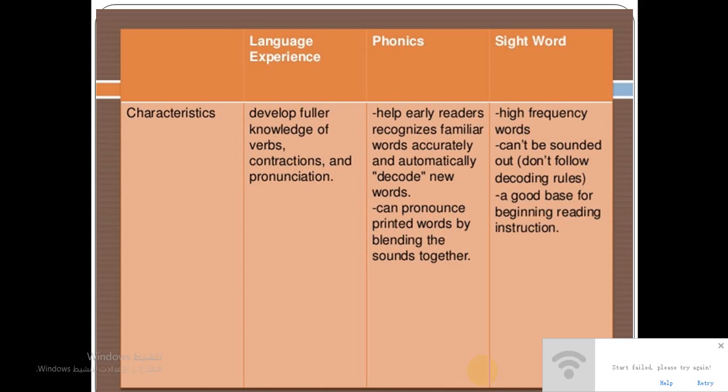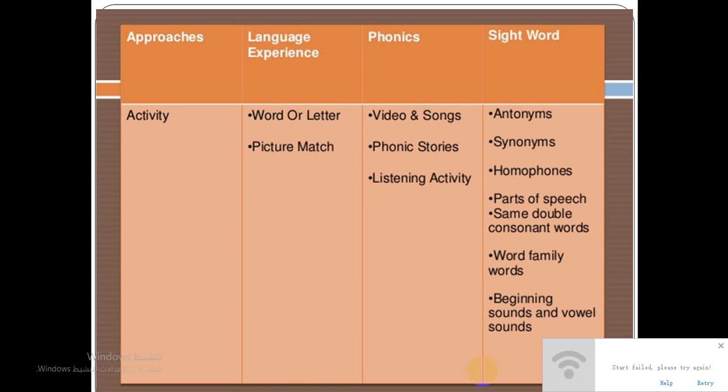Characteristics of the sight word approach: it is high frequency words. It can't be sounded out. It doesn't follow decoding rules. It is a good base for beginning reading instruction. Now the activities, the types of activities for each of these approaches.